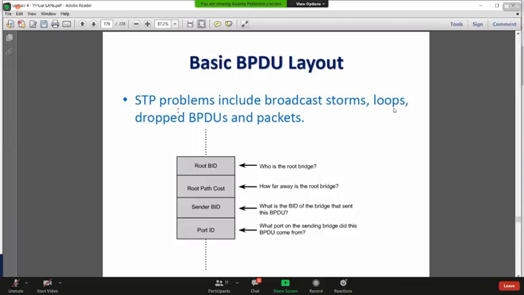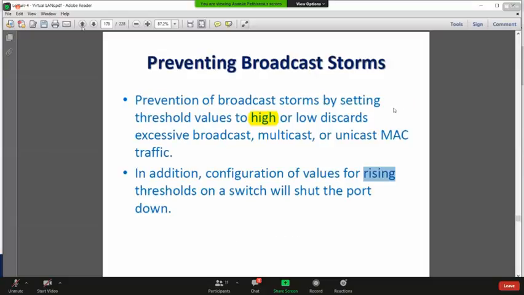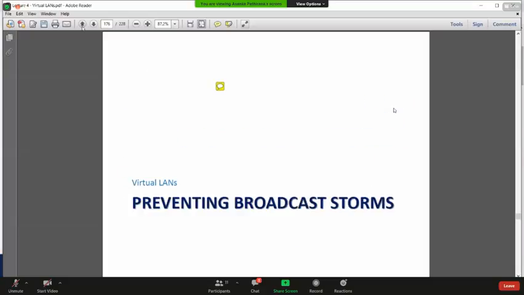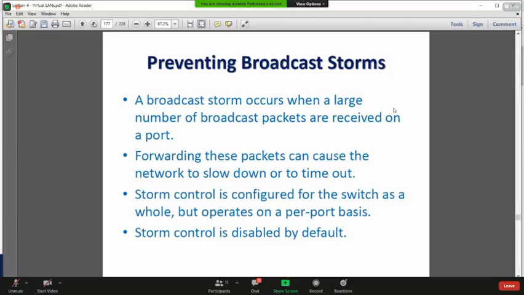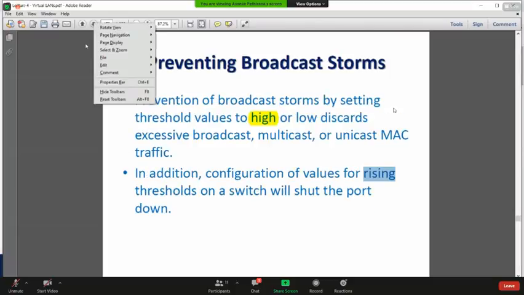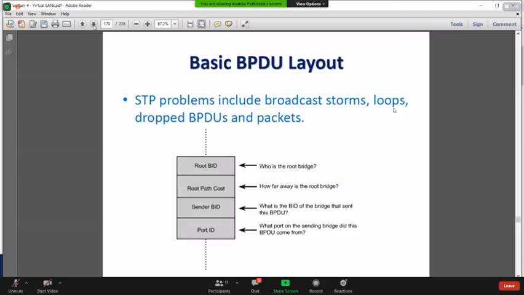So you see, this is the way that we already discussed with the spanning tree protocol. So that part is again appearing under preventing broadcast storms. Again handled by the spanning tree protocol. Spanning tree protocol problems include broadcast storms, loops, dropped BPDU, and packets. Right. So as you're already aware about that, we will move forward.